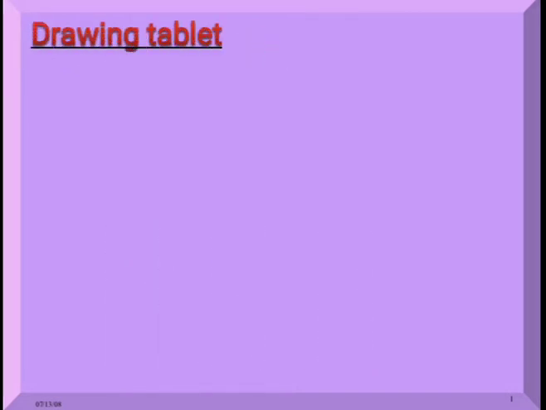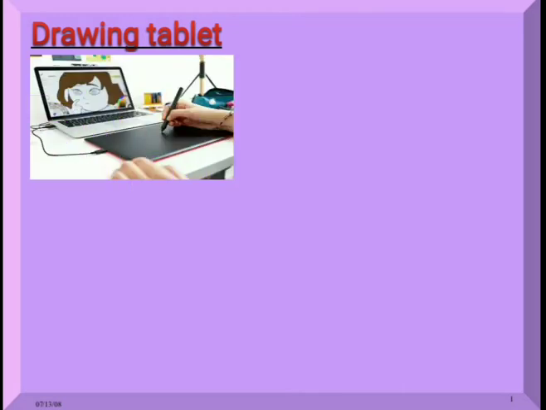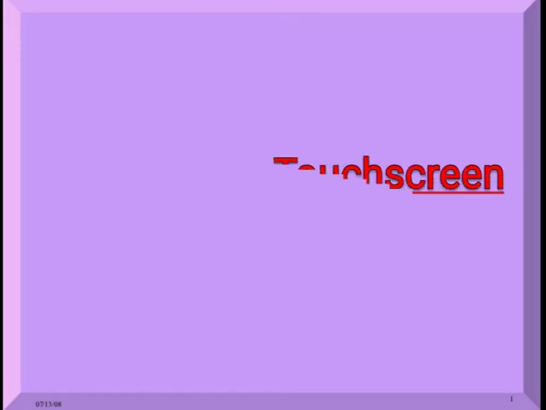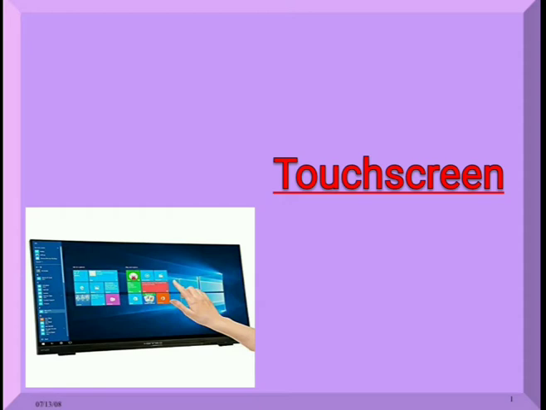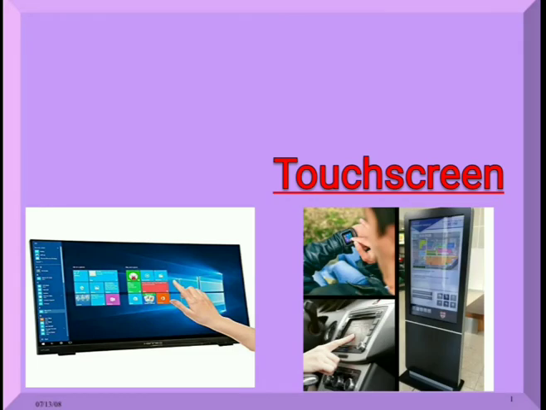Drawing tablet. This input device is a board which has a special pen to write on it and is connected to the computer. The word or image you draw on this device can be saved in the computer. Touch screen. A touch screen is a screen that you can touch with your finger to input information. Examples of touchscreen devices are tablet, touchscreen monitor, smartphones, kiosk and ATM.